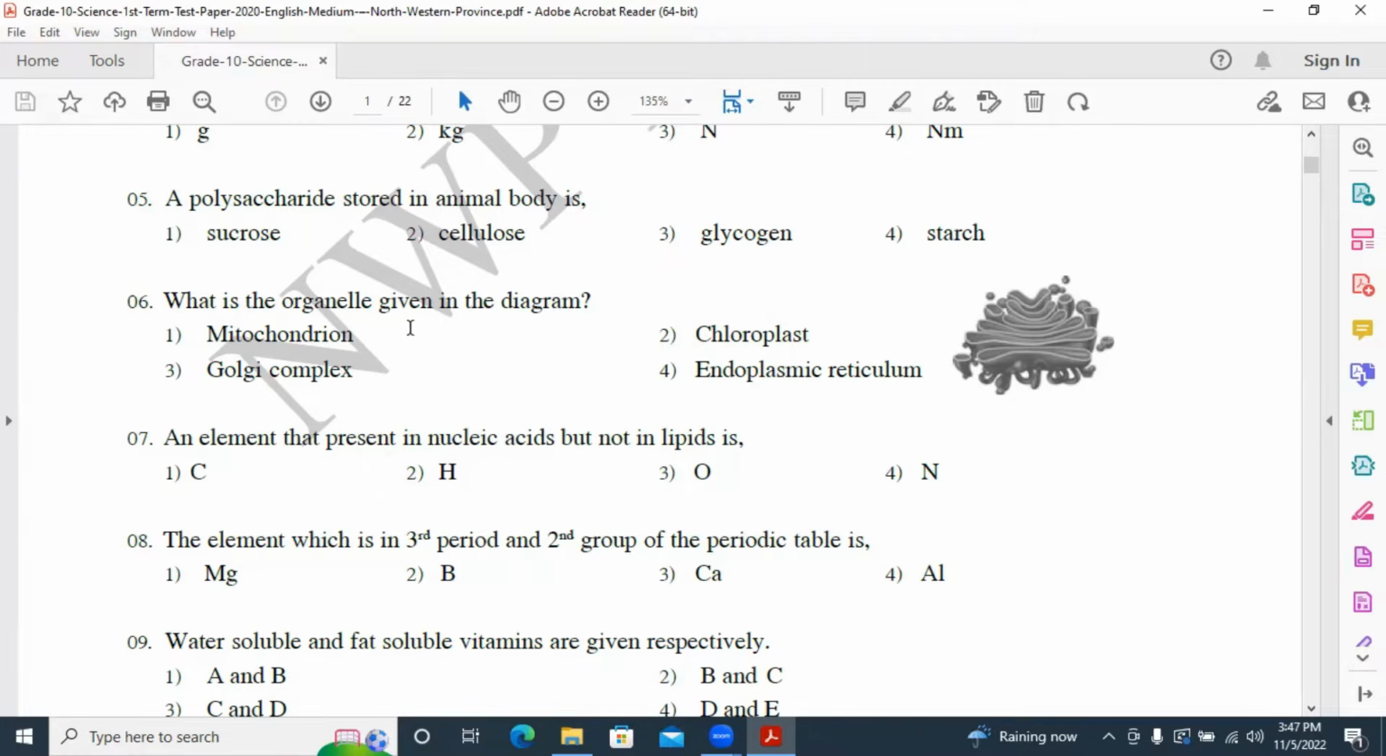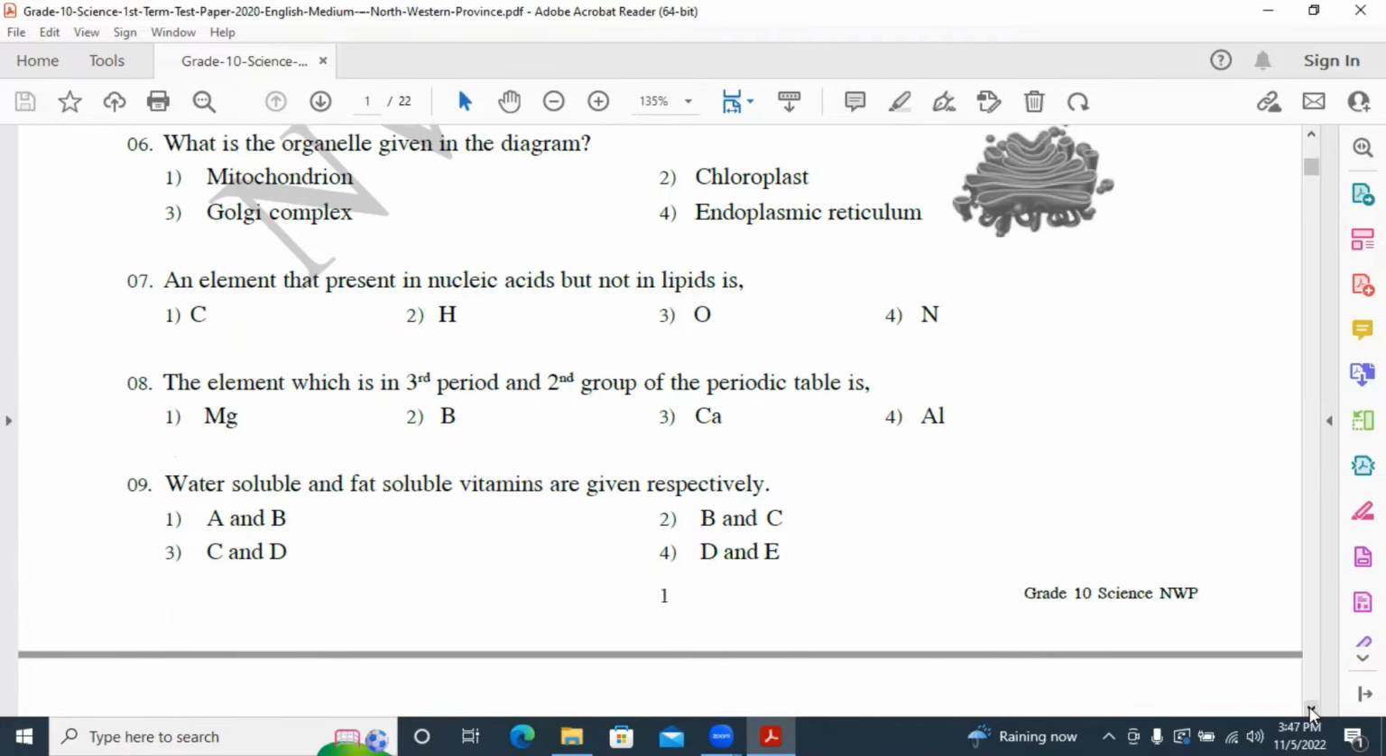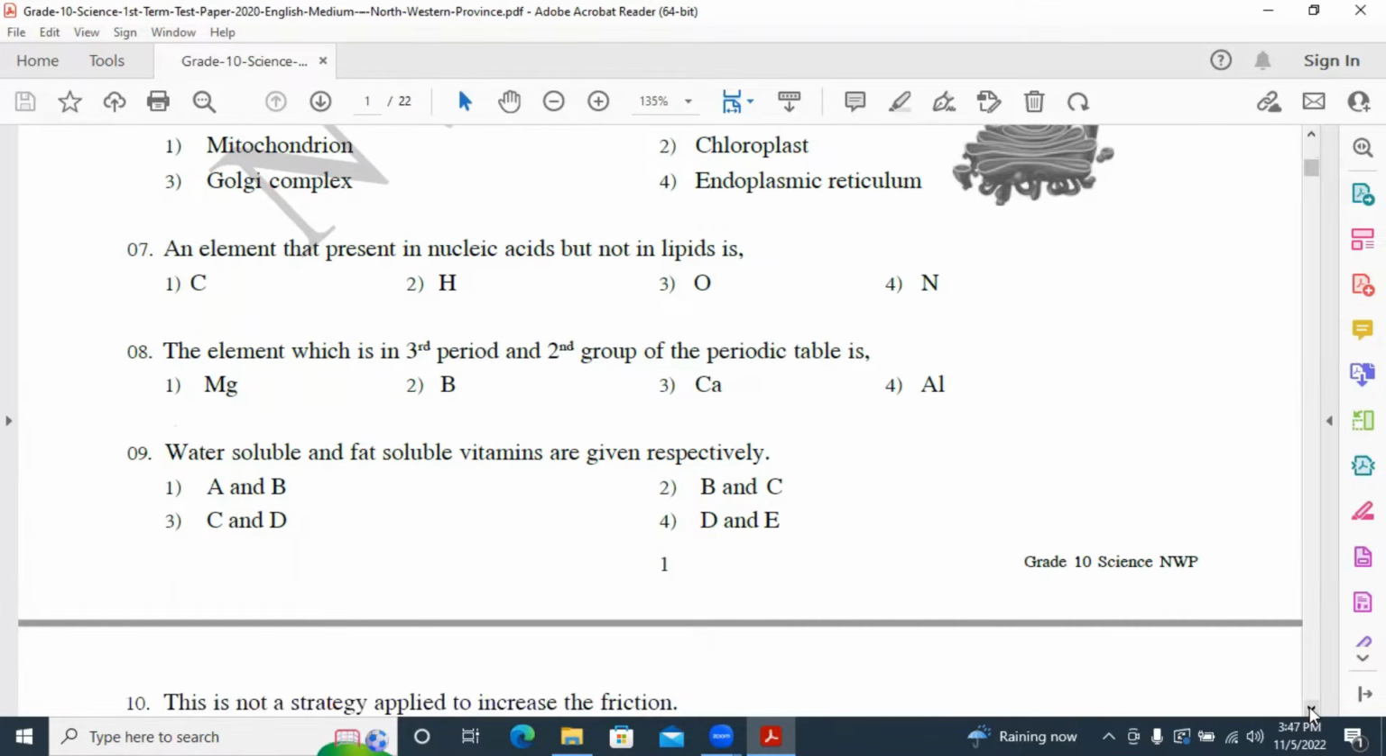Sixth question, what is the organelle given in the diagram? You can see this diagram shows you the Golgi complex. Answer number 3. Seventh question, an element that is present in nucleic acid but not in lipids is nitrogen. Answer number 4. In the nucleic acid we can see the nitrogen, but we can't see it in the lipids. The elements present in the lipids are carbon, hydrogen, and oxygen.